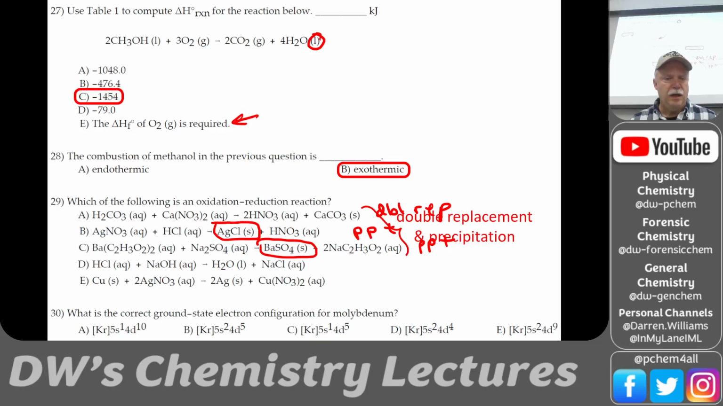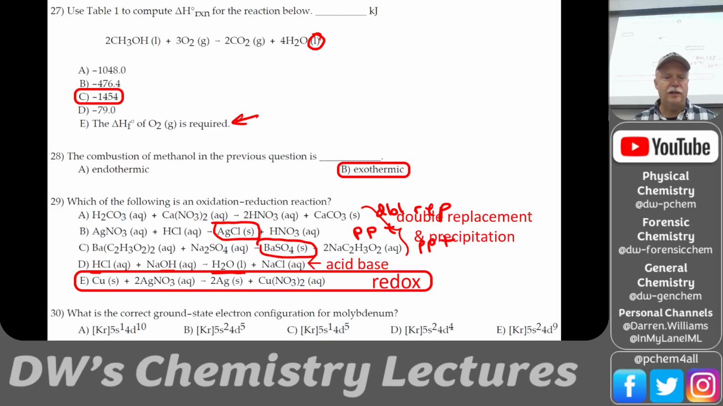Okay. And then this one down here is the acid base. So I've got an HCl and an NaOH forming water. And the spectator ions, chloride and sodium, are just staying in solution. And then this bottom one is a redox reaction. So this is also a single replacement.